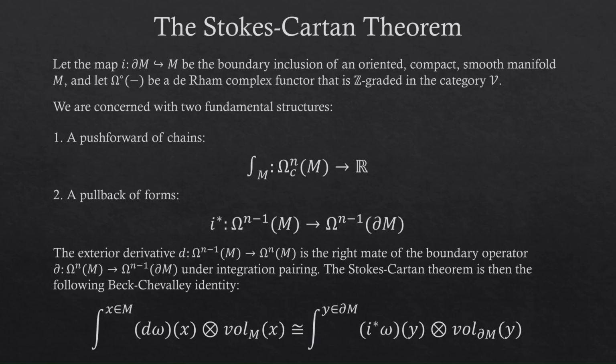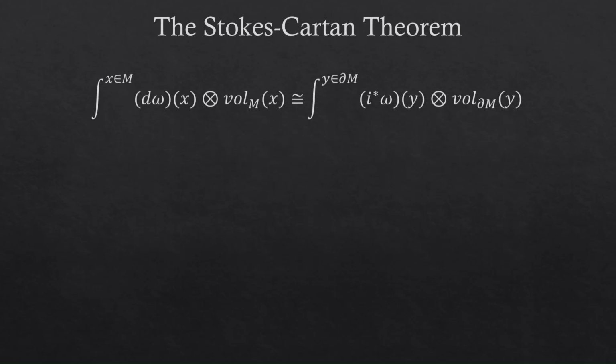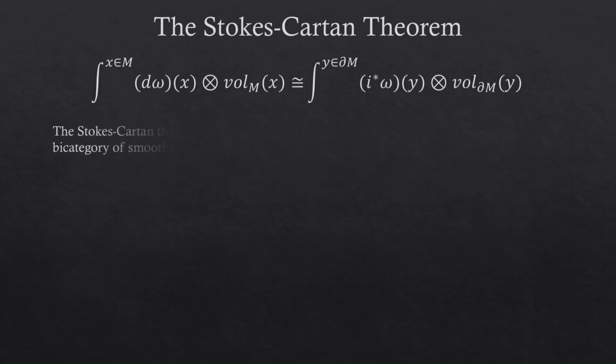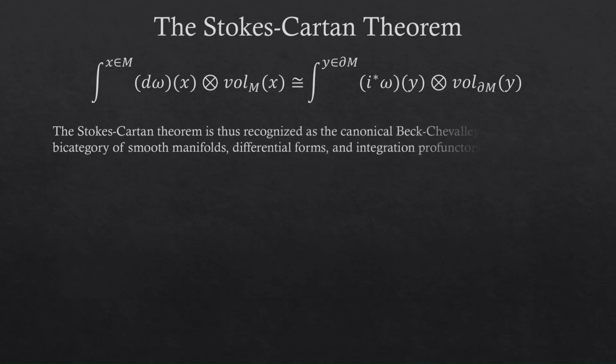That is to say that the coend in terms of x of the exterior derivative of the differential form omega at x, tensored with the volume of M at x, where x is an element of the manifold M, is isomorphic to the coend in terms of y of the pullback of the differential form omega at y, tensored with the volume of the boundary of the manifold at y, where y is an element of the boundary of the manifold. So the Stokes-Cartan theorem is recognized as the canonical Beck-Chevalley identity in the bicategory of smooth manifolds, differential forms, and integration profunctors.